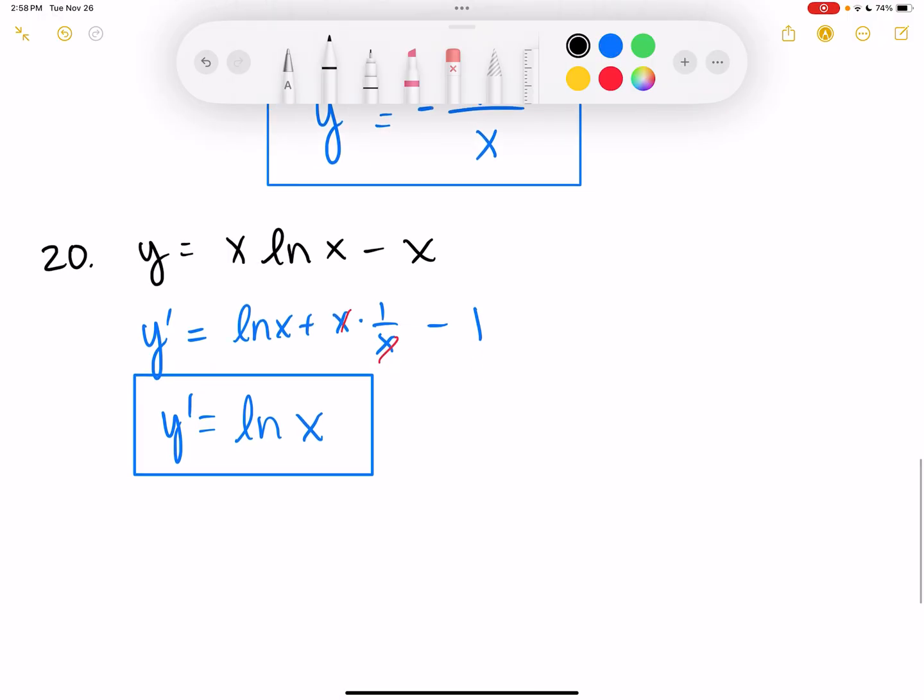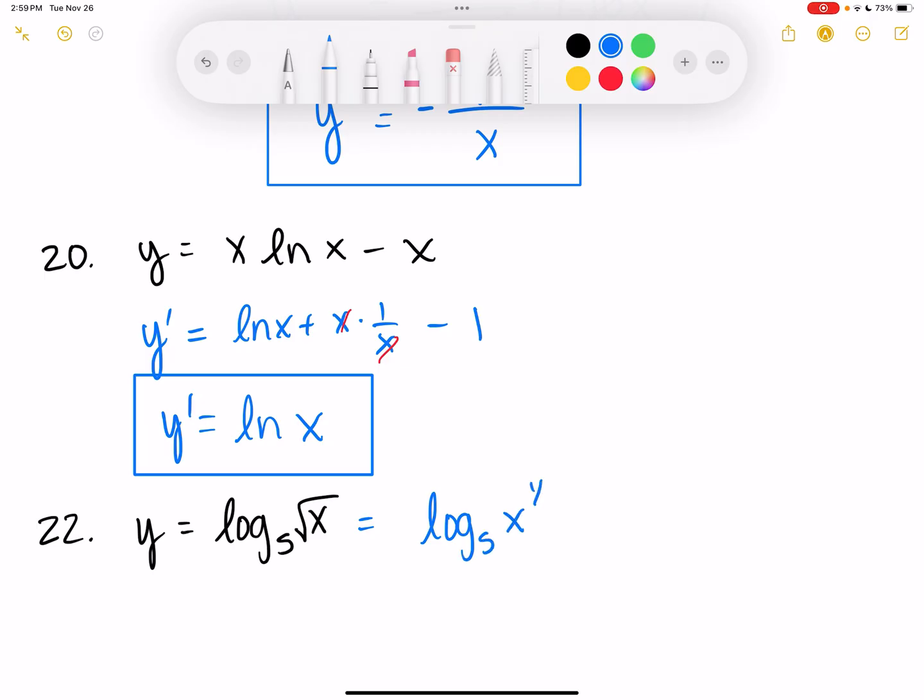All right, the next ones are the ones that get a little bit weird. So the derivative of log base a of x is 1 over x ln of a. So y equals log base 5 of the square root of x. Probably easiest to think about this as log base 5 of x to the 1/2.